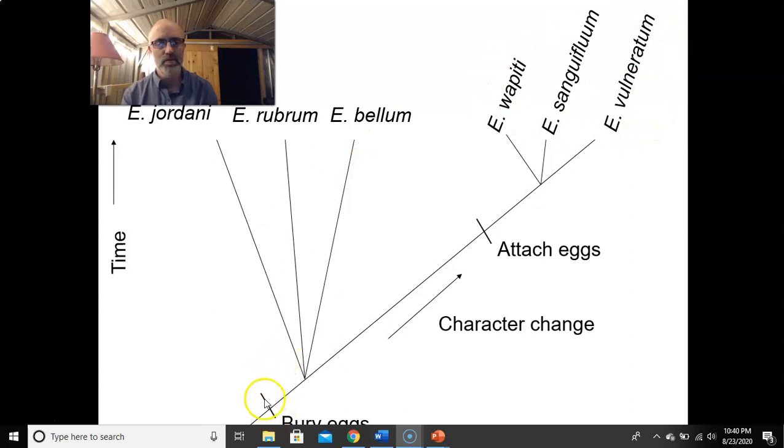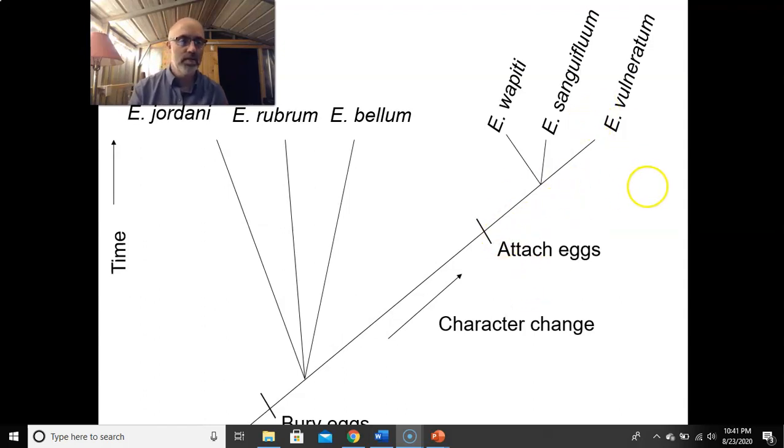A plesiomorphic character would be the presence of eggs, bearing eggs. So this is the primitive character state. The ancestor to all of these darters we see in the slide here would have buried their eggs, and then more recently, as time marches on, there was an evolutionary change, a character change, where the new state is to not simply bury your eggs, but to attach them at the underside of logs or underside of rocks.